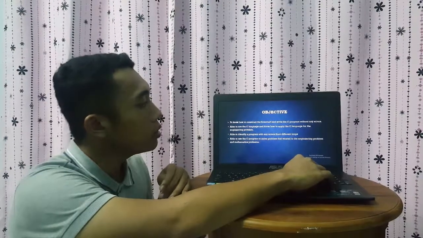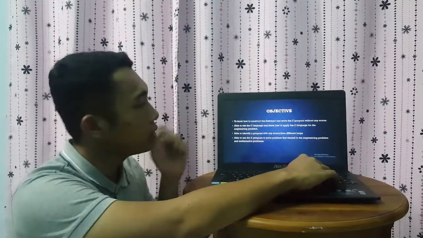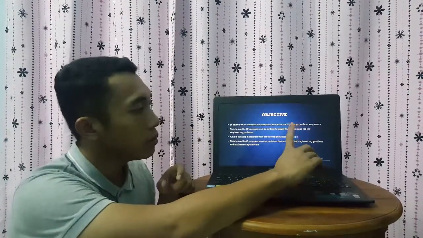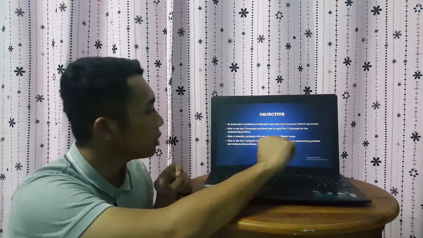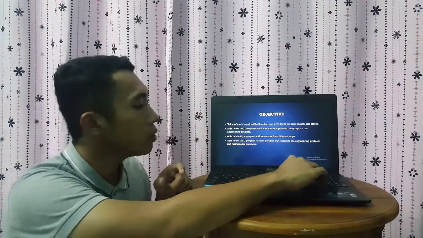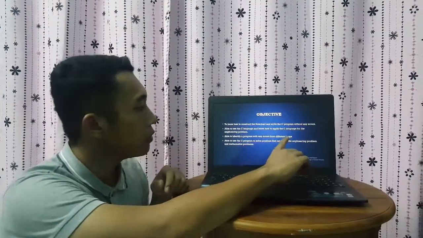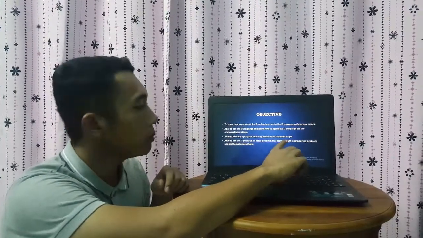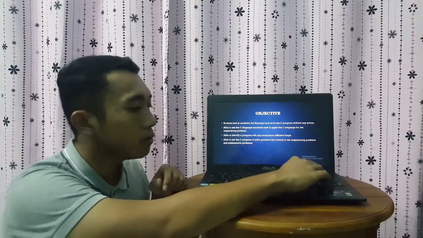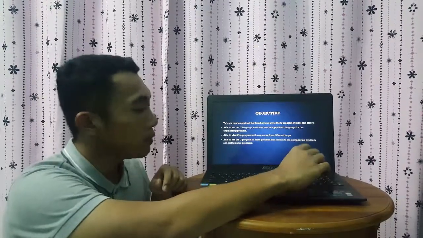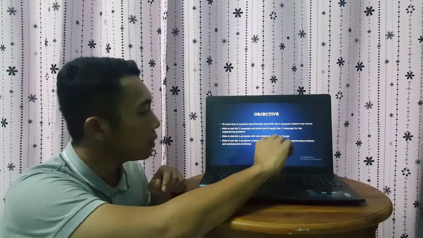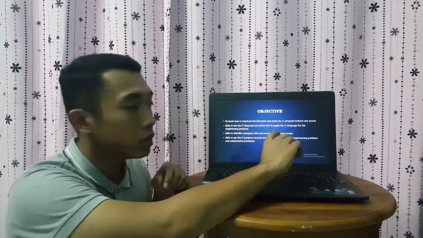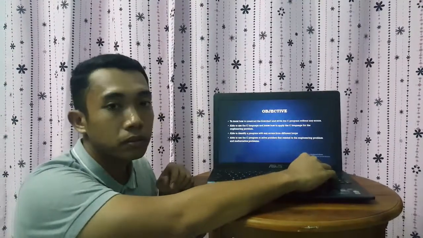Okay, and now we move to the objective. The objective is to know how to construct the flowchart and write the C program without any errors. The second is to be able to use the C language and know how to apply it to engineering problems. The third is to be able to identify a program with errors from different loops. And the fourth is to be able to use the C program to solve problems related to engineering and mathematics.